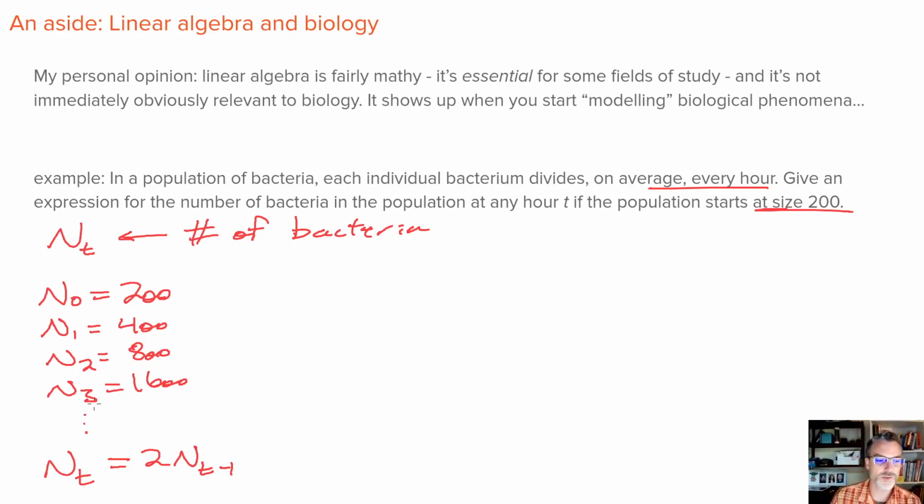But look here, this n sub 3, it's 1600, sure, but it's also 2 times what I had in the previous time step, 800. Oh, but this here, this is 2 times what I had in the previous time step. And the same here, this is 2 times what I had in the previous time step. Okay, so you see how this recursive model comes about.